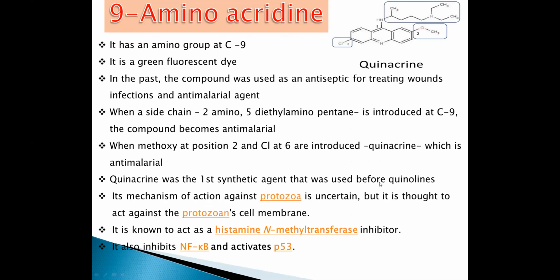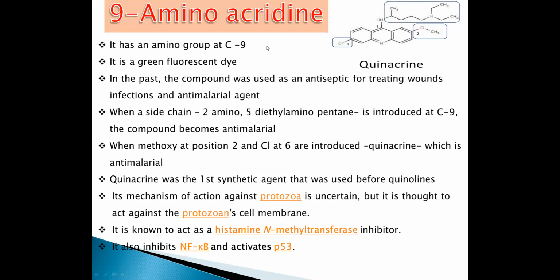So the last class of drugs is the 9-aminoacridines. So what is this acridine? The example is quinacrine. The basic first drug of this class which was used was quinacrine. So chemically, let us see what acridine is. It is a simple molecule.